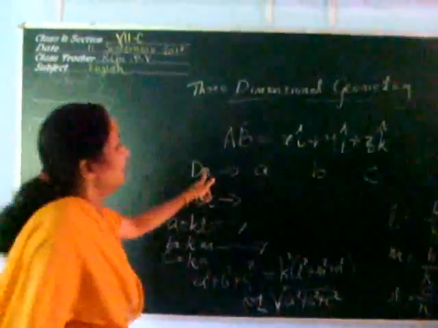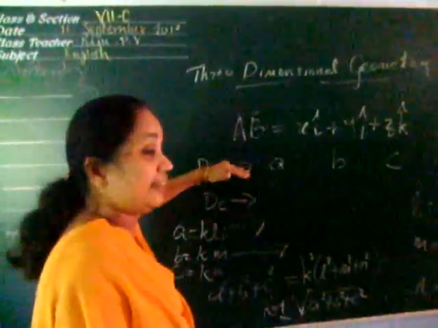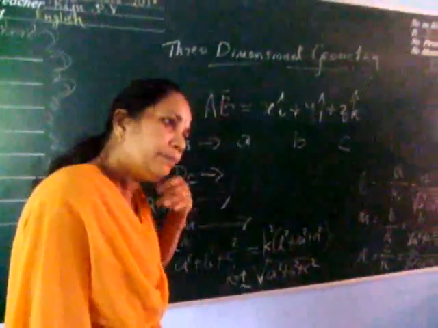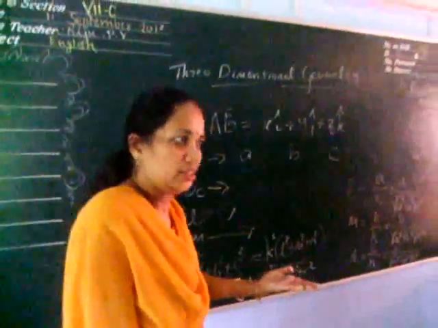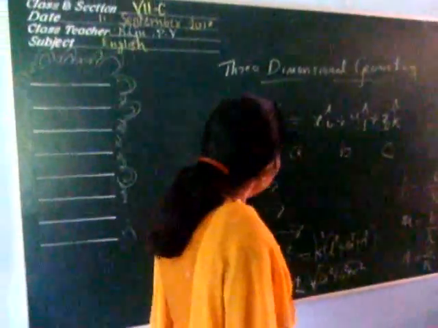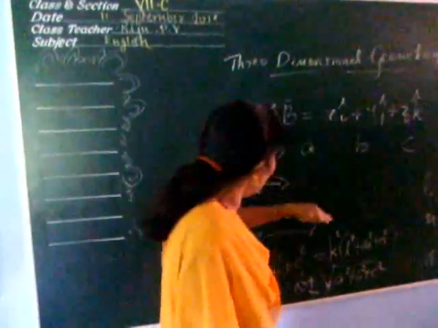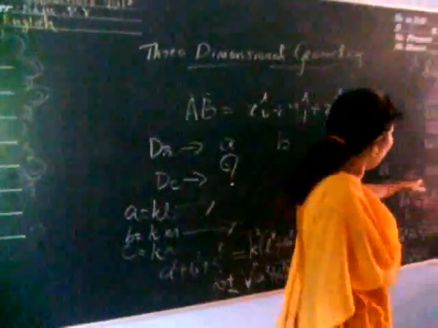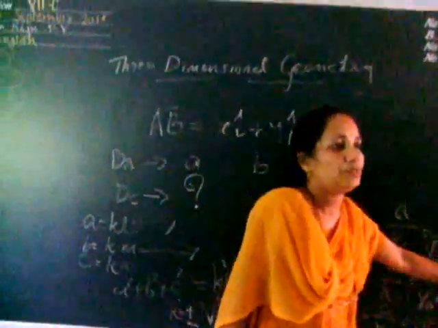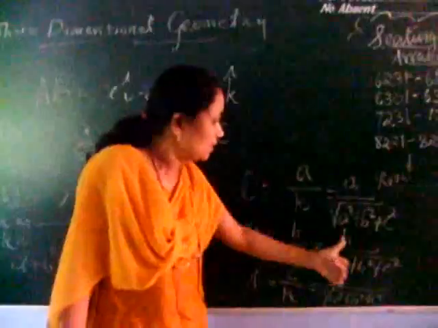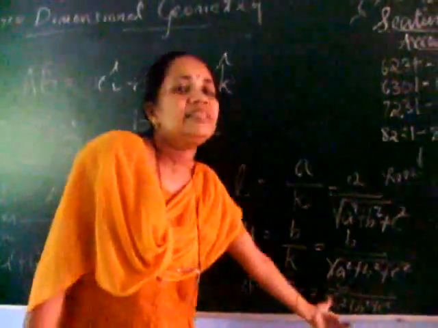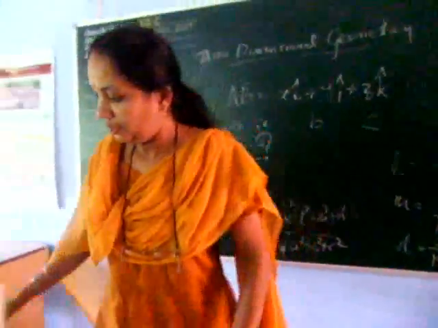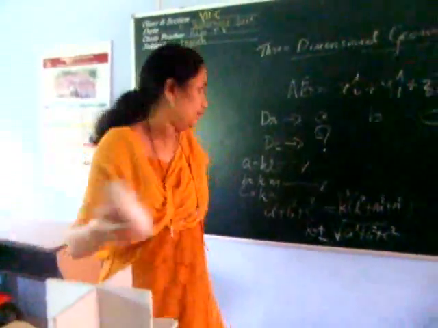When the direction cosines are given, how to find out the direction ratios? Multiply any 3 numbers to direction cosines, you get direction ratios. But when the direction ratios are given, to find out the direction cosines, we can use this formula: L as A divided by root of A squared plus B squared plus C squared, and M as B divided by the same, N as C divided by the same. Is it clear? So now let us move to the different forms of the equations of the straight line.